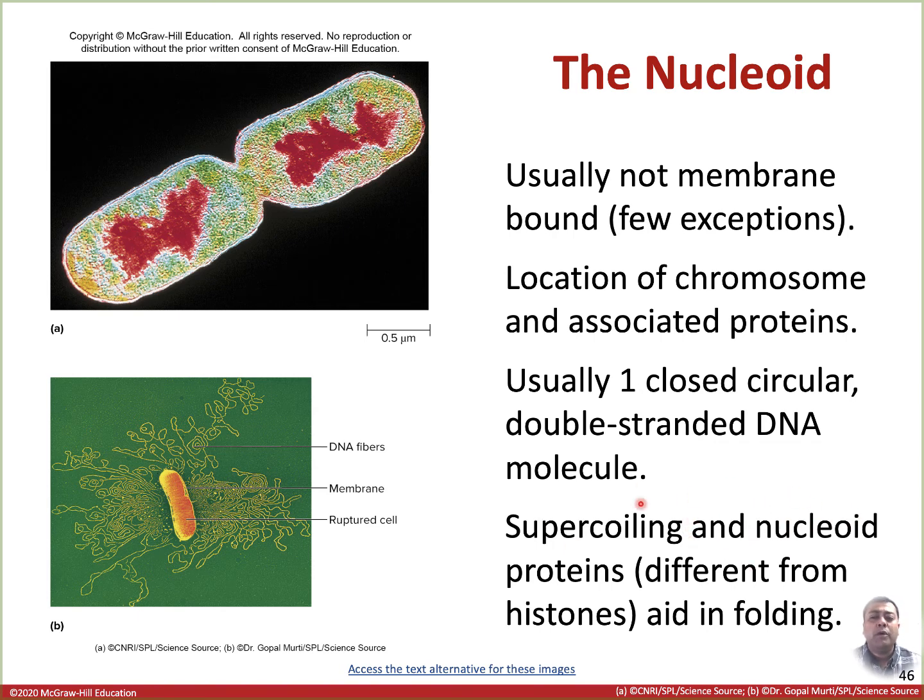But one important difference is that in eukaryotes, the supercoiling of DNA is done by histones, which form nucleosomes, and chromosomes are formed from these nucleosomes. In bacteria, you do not have these histone proteins. The proteins are entirely different. So it is a very big difference between eukaryotes and prokaryotes or bacteria: there is no histone in bacteria.